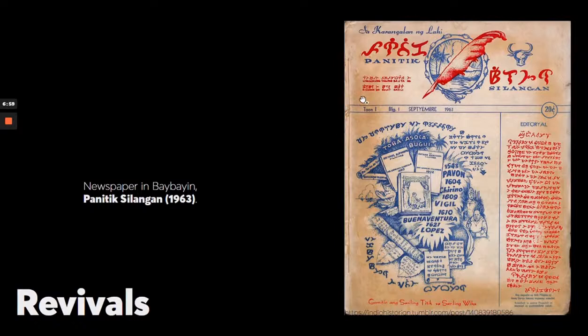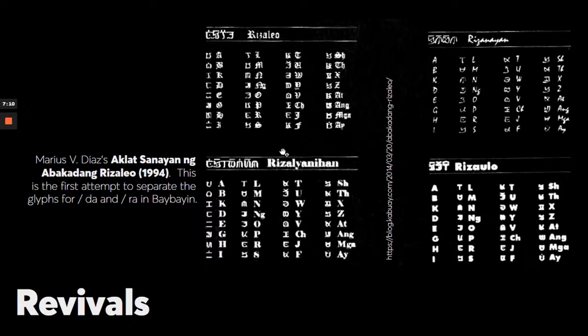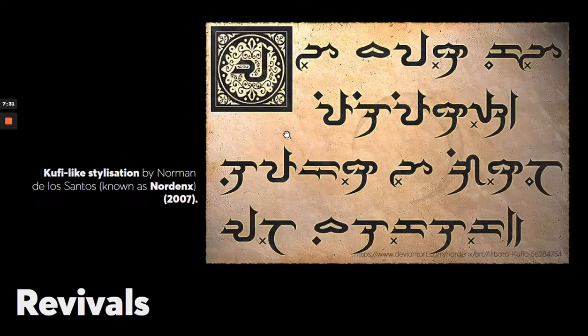All hope is not lost, since there are a few other people who took a decision to publish a magazine in Baybayin script, like Panitik Silangan. Then in 1994, the script went to the photo typesetting world. And this one's also the first attempt to separate Da and Ra. And then there are some other style explorations here, like what Norman de los Santos, also known as Nordenks, did.